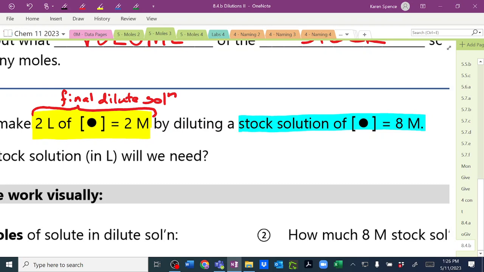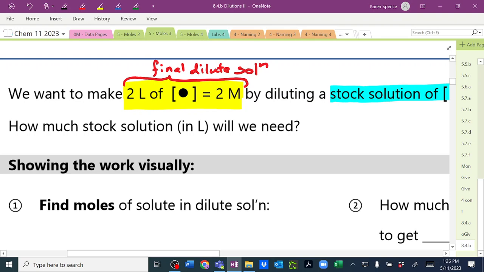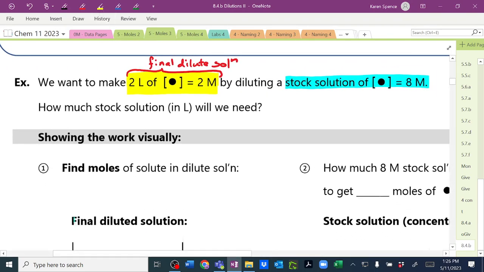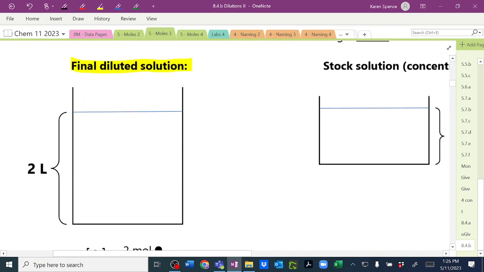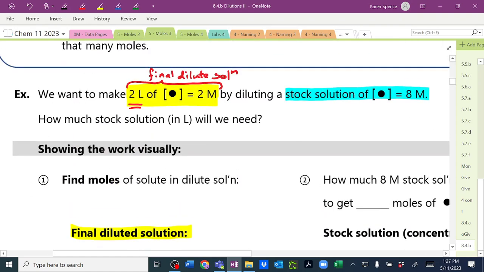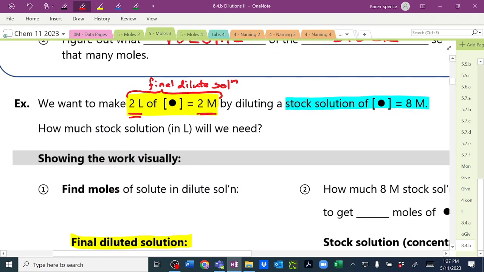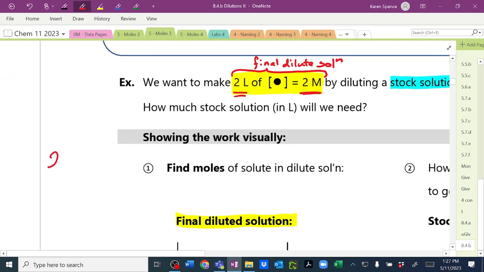So we're going to start by drawing out our final dilute solution so we can visualize it. Okay, so here we have our final diluted solution. And remember, in that final diluted solution, we have 2 liters. What is our concentration? It is 2 molar. What does 2 molar mean? 2 molar means 2 moles per liter. In other words, 2 moles in 1 liter.